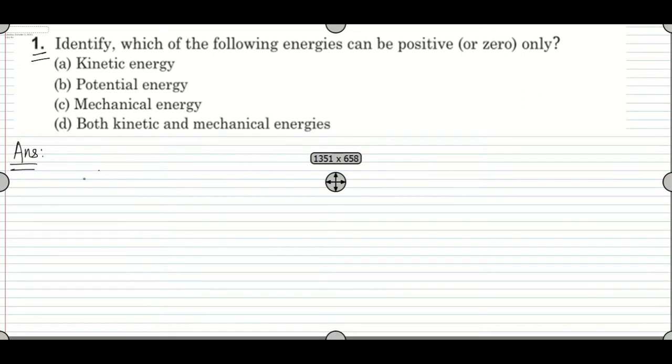Kinetic energy, as we know, the formula is half mv squared, right? Now velocity can be positive, negative, or zero. But velocity squared must be zero or positive. So kinetic energy is a positive value. So this is true, positive as well as zero, so it is possible.